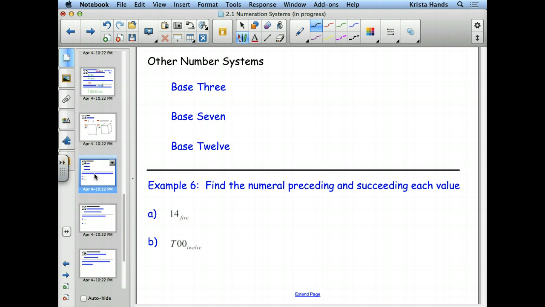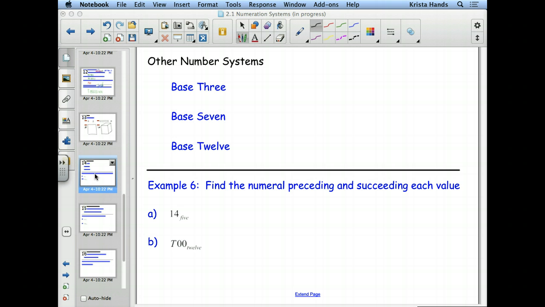Do you know of any other base systems that you've heard of being used, maybe not that you directly have used, but a couple of others that are used? If you've done anything with geometry or trigonometry, on a unit circle, you talk about 360 degrees. That's another example. If you do minutes and seconds in terms of degrees, that's actually done with the base 60 numbering system as well.